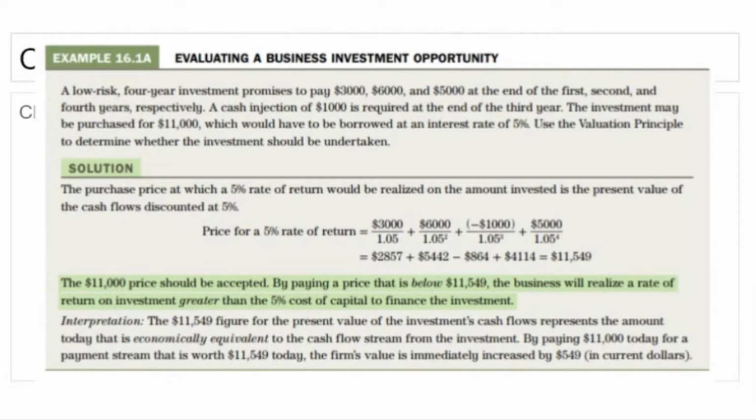So let's look at a very simple example right up front. This is one of the first ones you see in your chapter. A low-risk 4-year investment promises to pay $3,000, $6,000, $5,000 at the end of the first, second, and fourth years, respectively. Again, we've got to get into timelines here.